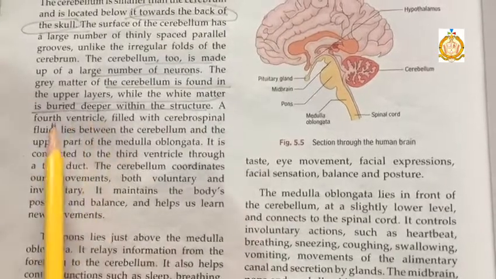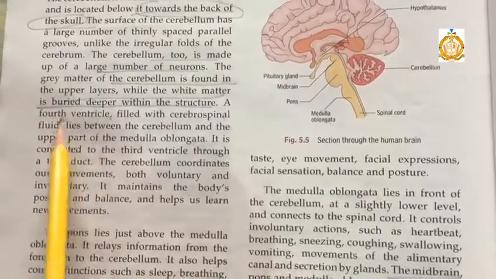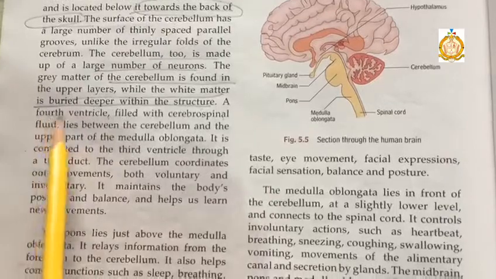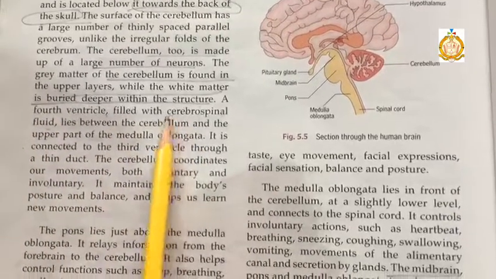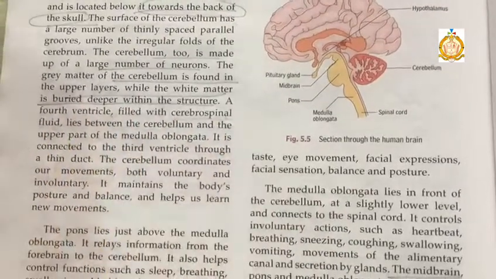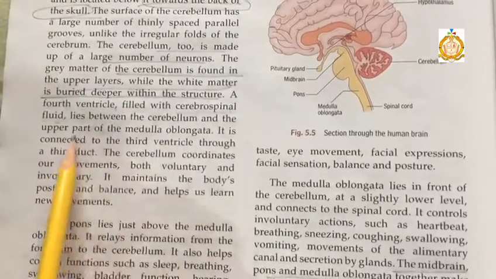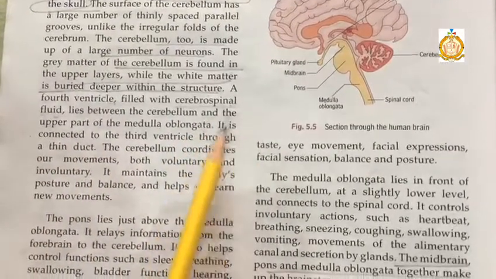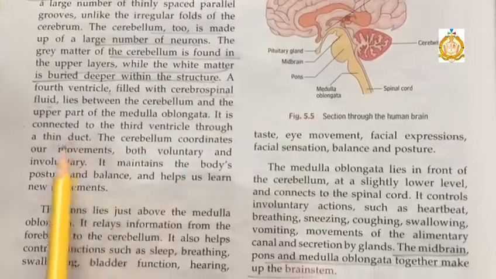In the cerebrum we had discussed the three ventricles, and in this one the fourth ventricle is present, which is filled with the cerebrospinal fluid and lies between the cerebellum and the upper part of the medulla oblongata. It is connected to the third ventricle through a thin duct.